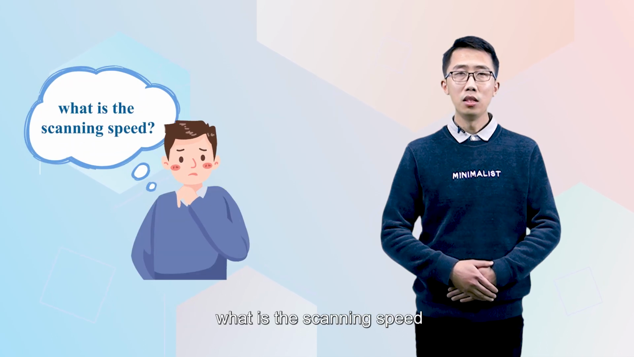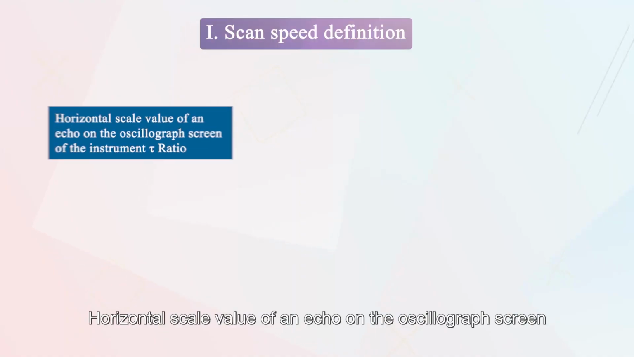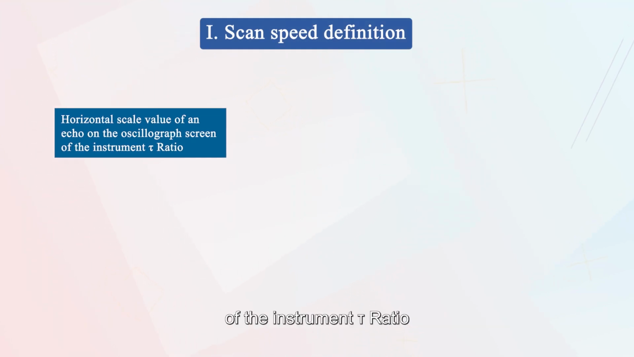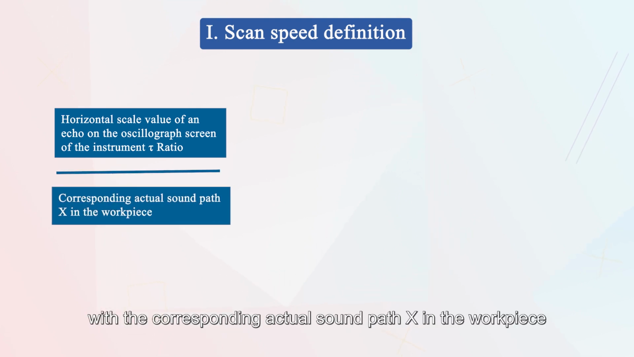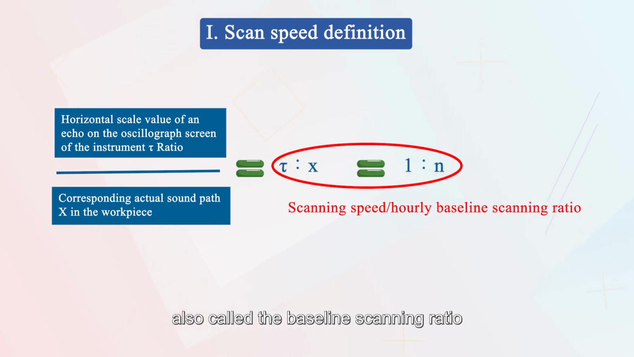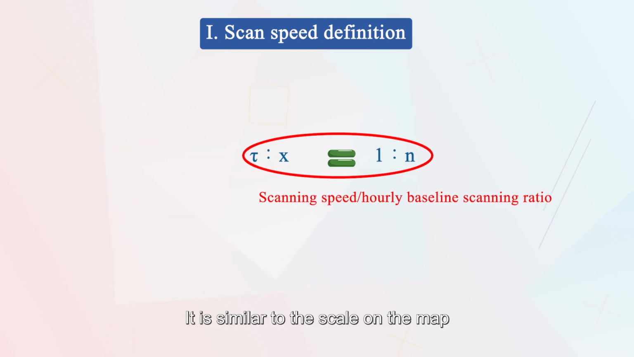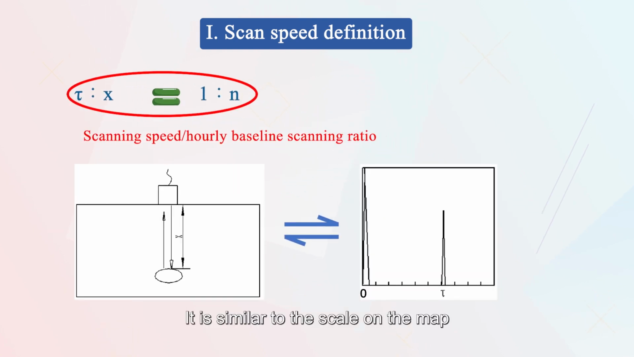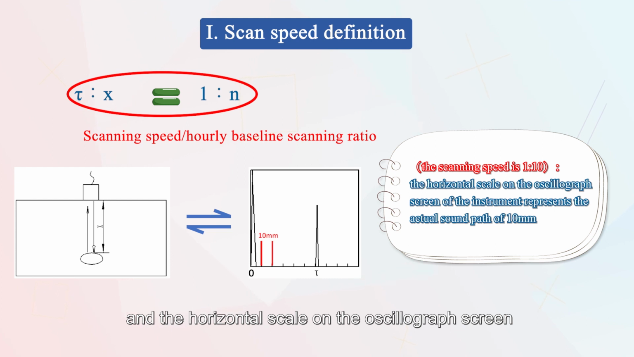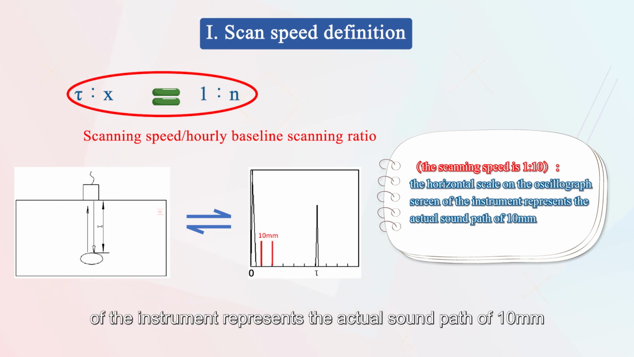First, what is the scanning speed? The ratio of the horizontal scale value of the echo on the oscillograph screen of the instrument to the corresponding actual sound path in the workpiece is called the scanning speed, also called the baseline scanning ratio. It is similar to the scale on a map. For example, if the scanning speed is 1 to 10, the horizontal scale on the oscillograph screen of the instrument represents an actual sound path of 10 mm.